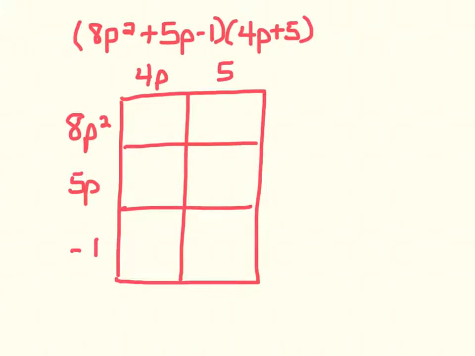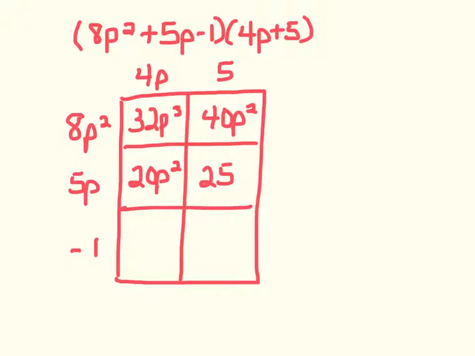The previous problem can also be worked using a rectangle. I take each polynomial and I put them outside the rectangle, and then as I multiply, I'm going to put the products inside the boxes, and then it just helps students remember what they've multiplied together and what they haven't. You're going to still get 32p cubed, 40p squared, 20p squared, 25p, negative 4p, and negative 5.